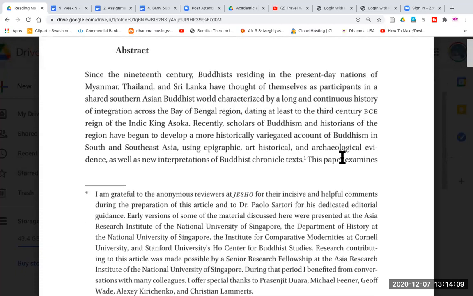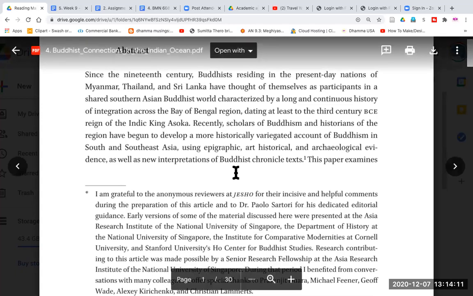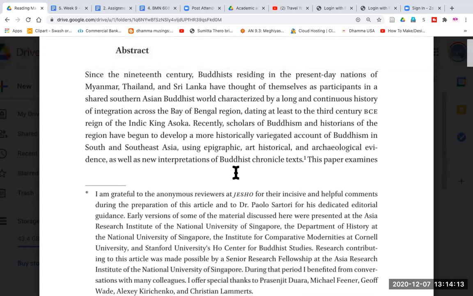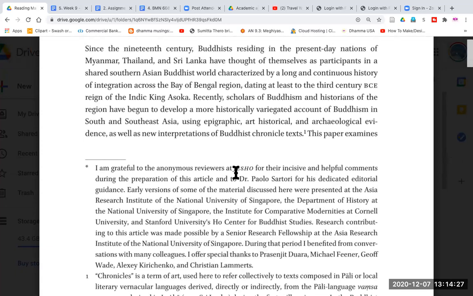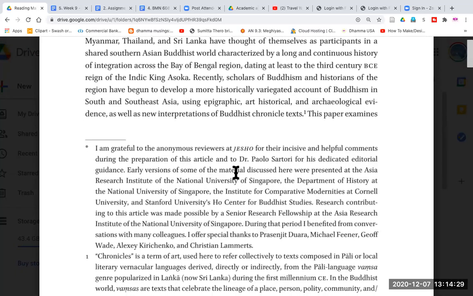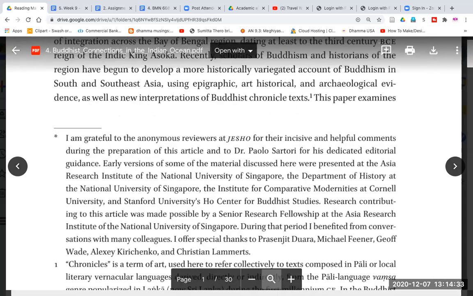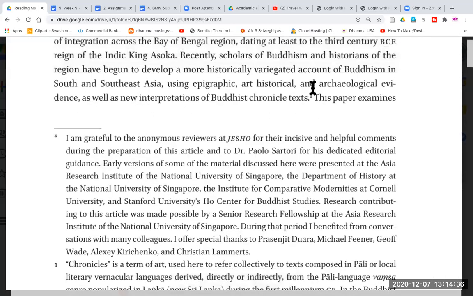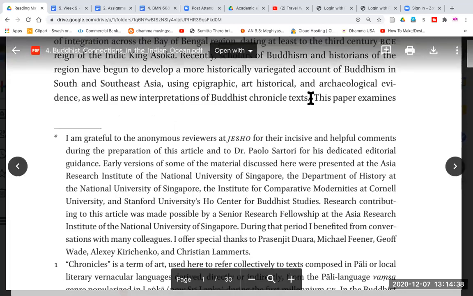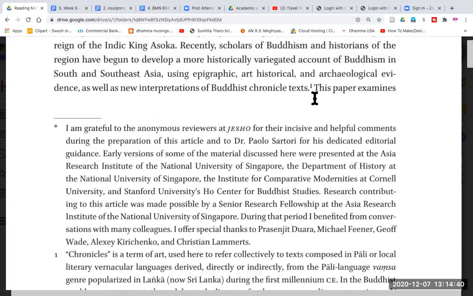Recently, scholars of Buddhism and historians of the region have begun to develop a more historically variegated account of Buddhism in South and Southeast Asia, using epigraphic, historical and archaeological evidence, as well as new interpretations of Buddhist chronicle texts. Okay, here we go. Can you see this number here? Yes, this is number one, a footnote number.